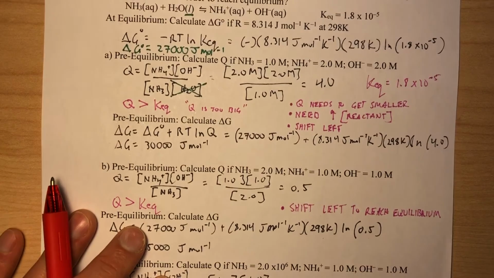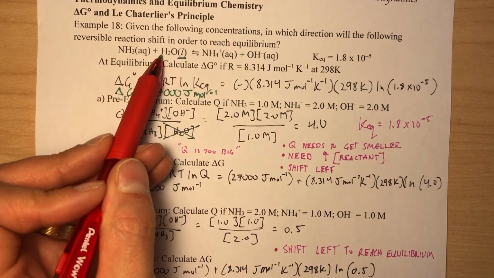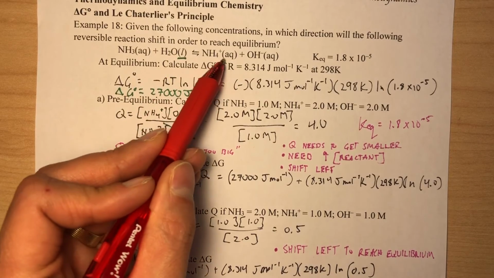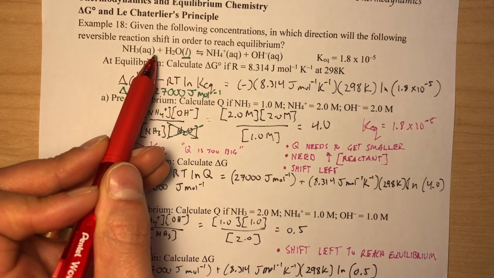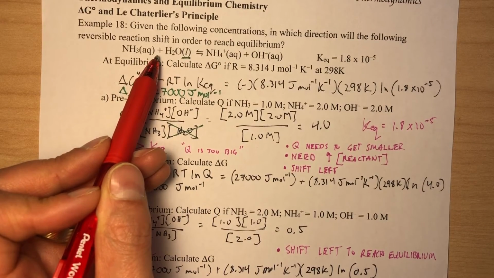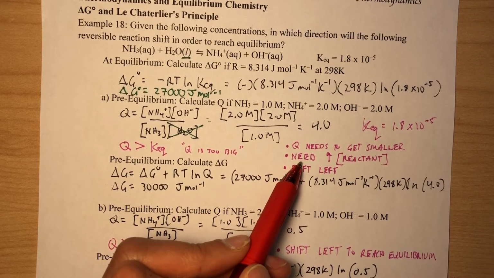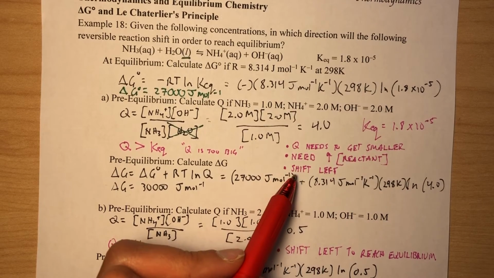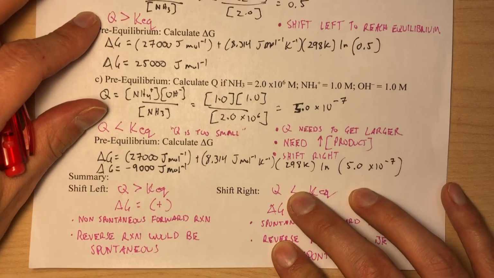What this means is that for a positive delta G going from reactants to products, the forward reaction is non-spontaneous. That means that the reverse reaction from products to reactants is spontaneous, which correlates with the need for our reactant concentration to increase so that Q can be equal to K, and that's a shift left. So all of these things are interconnected.